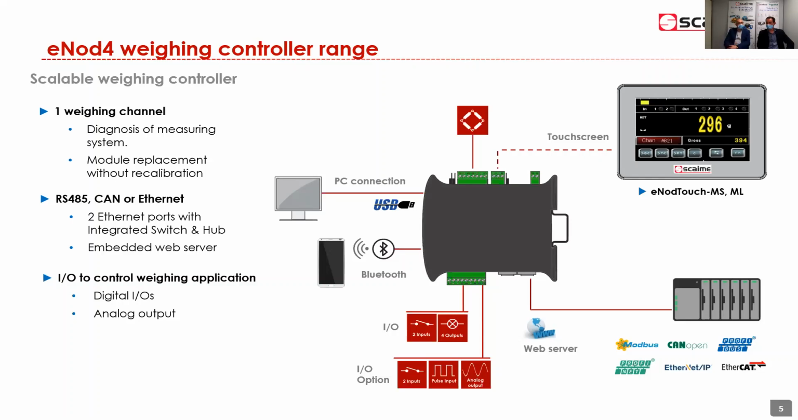This Ethernet module offers 2 Ethernet ports with integrated switch and hub that allows daisy chain connections. It also integrates a web server in parallel with the PLC connectivity to be able to have a remote access to our modules, to monitor the process or to make the settings, or also to save and reload a configuration or to update the firmware.